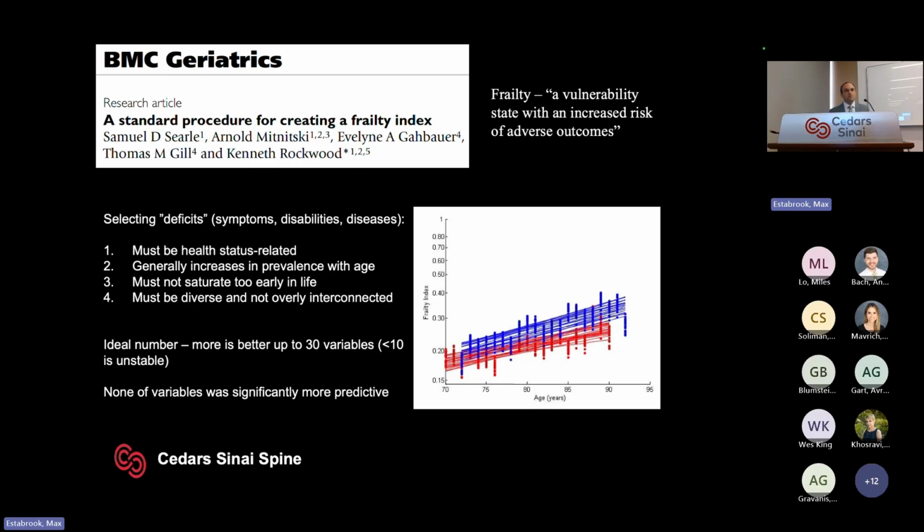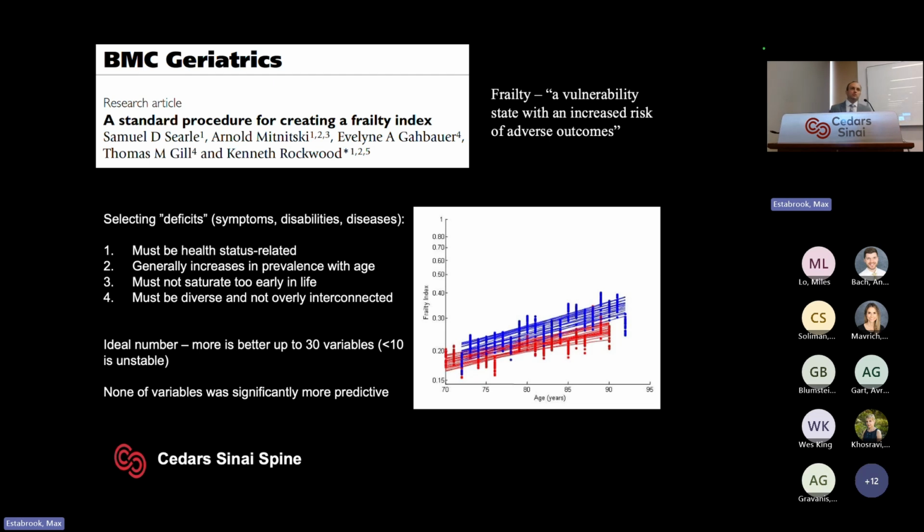And this guy, Kenneth Rockwood, he's a PhD who's really led this field. This is his original paper that described how you would calculate this. And this has got thousands of publications, one of the most cited papers actually in medicine. And what you do is you take something called the deficit accumulation model.